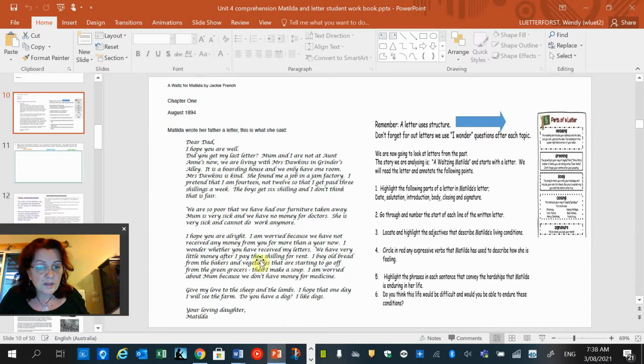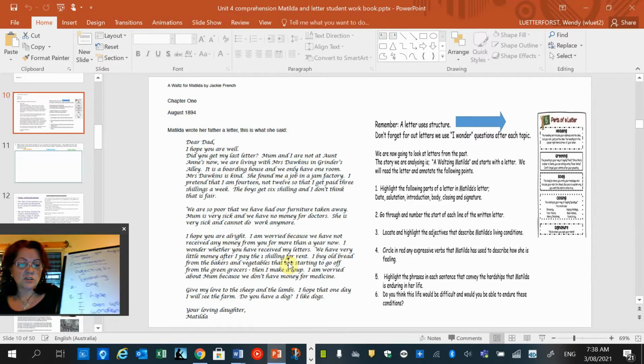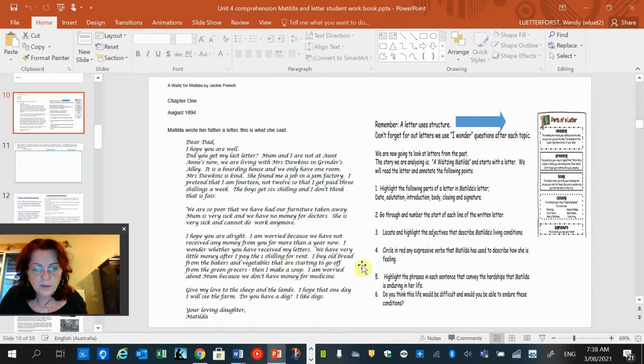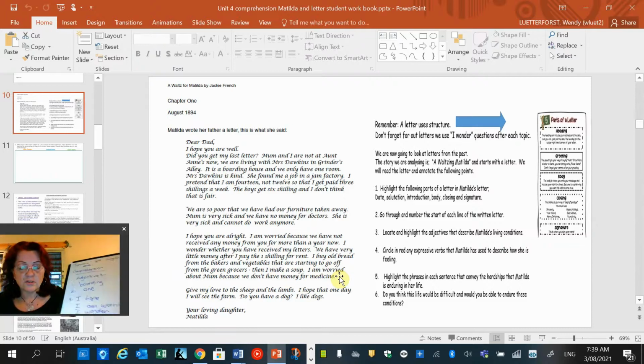I wonder whether you have received my letters. And we'd put the line number in again to show what line that is. We have very little money. I buy old bread. I am worried again. She says that again. And we could put the line number in again twice to show that's on the same line.